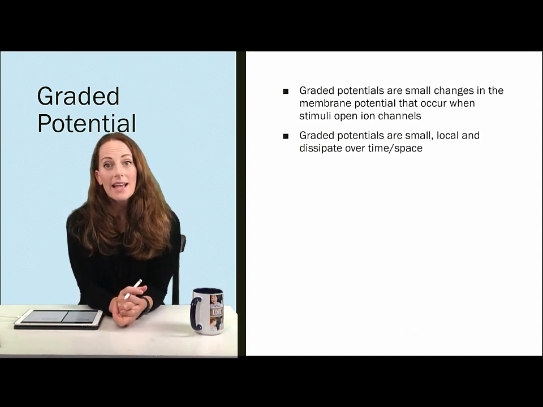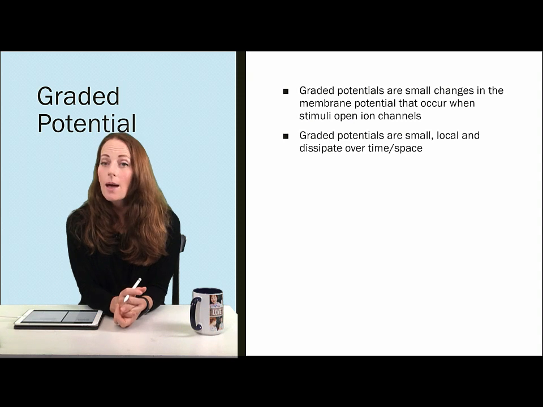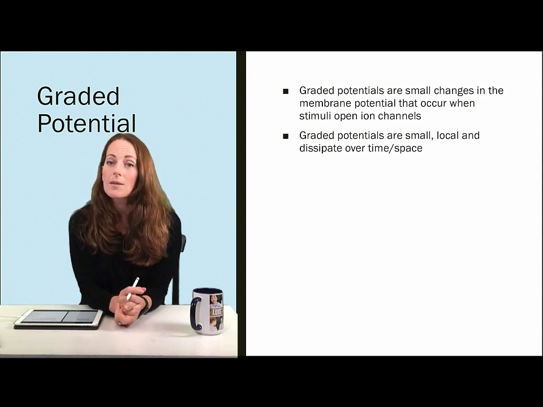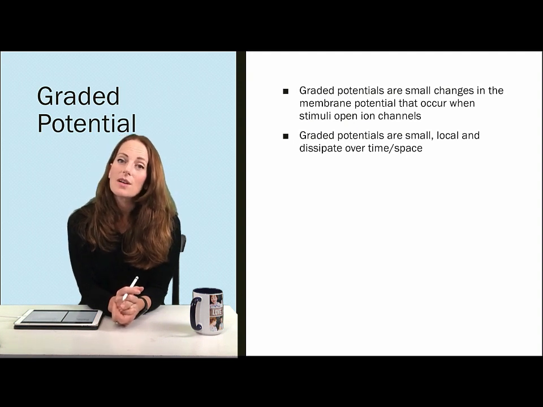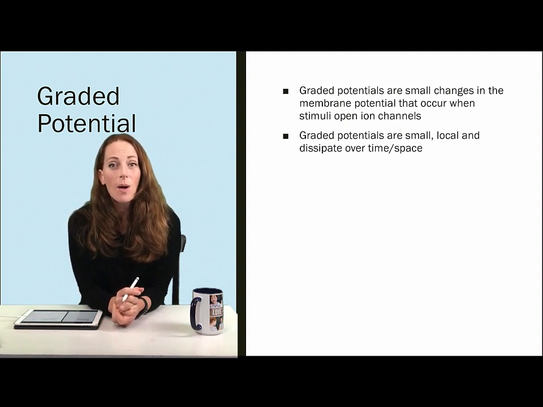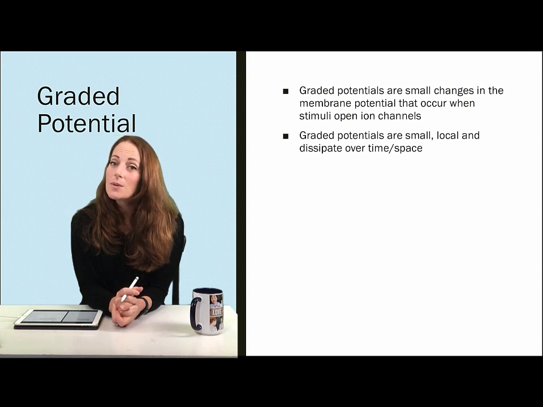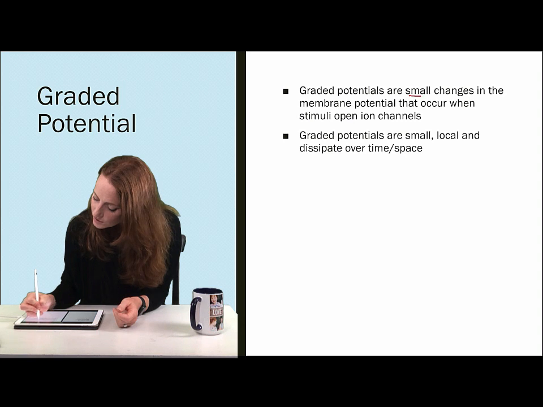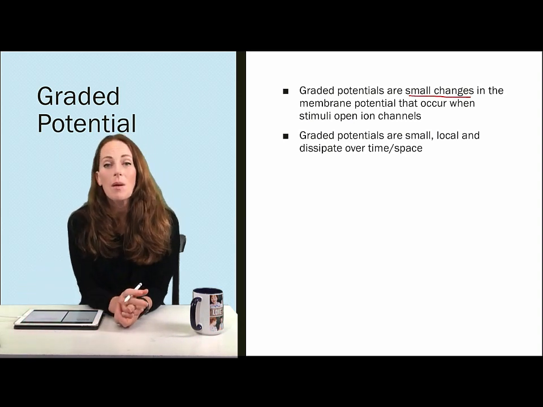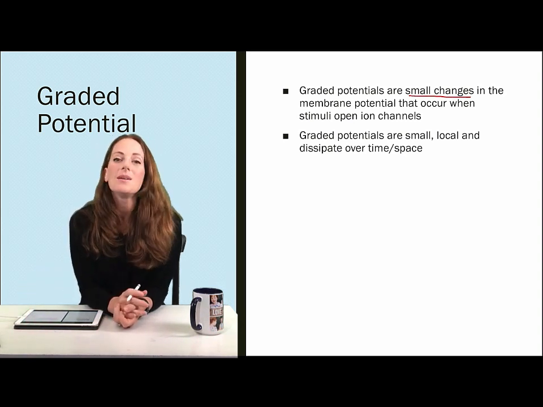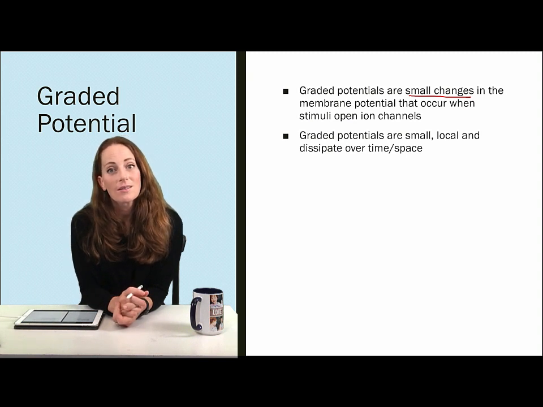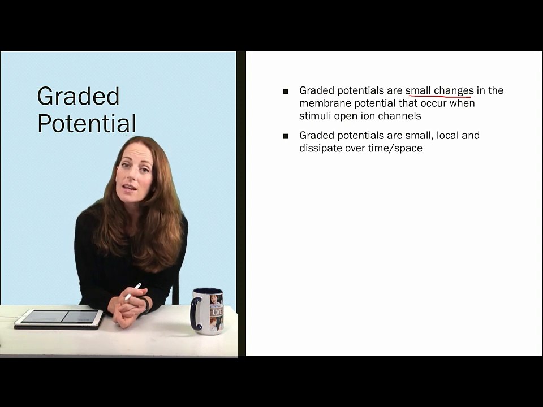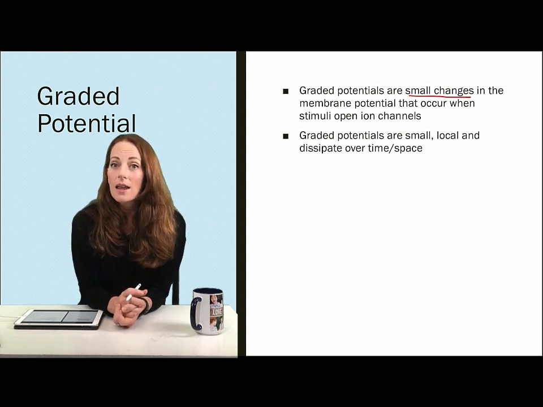Okay. Before we get to action potentials, we need to see what leads up to an action potential. What leads up to an action potential are graded potentials. Graded potentials are small stimuli, small inputs to a cell, to a neuron specifically. So graded potentials are very small changes in the voltage of the membrane that occur when stimuli open ion channels. In terms of a neuron, these usually occur at the dendrite or at the cell body of the neuron.